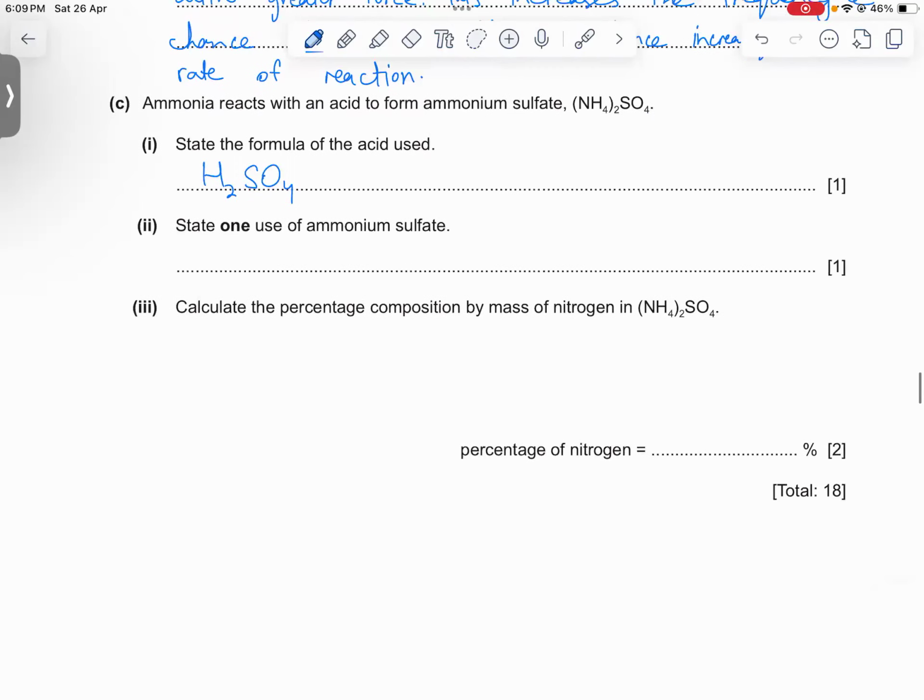So ammonium salts, what do we use them for in nature, in the world? What do we use them for? We use them as fertilizers.